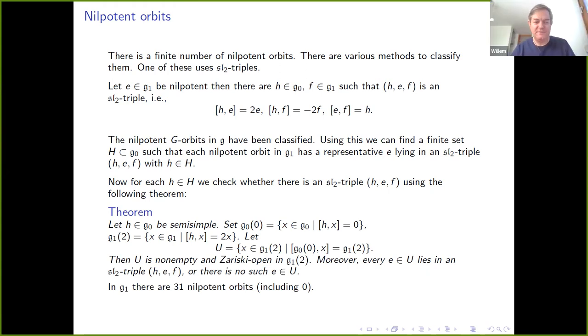And the main result is that in G1 there are 31 nilpotent orbits, including zero. And these are the 31 classes that consist of a single element, because there are just 31 orbits. So I just take one representative of each orbit and I get 31 classes.